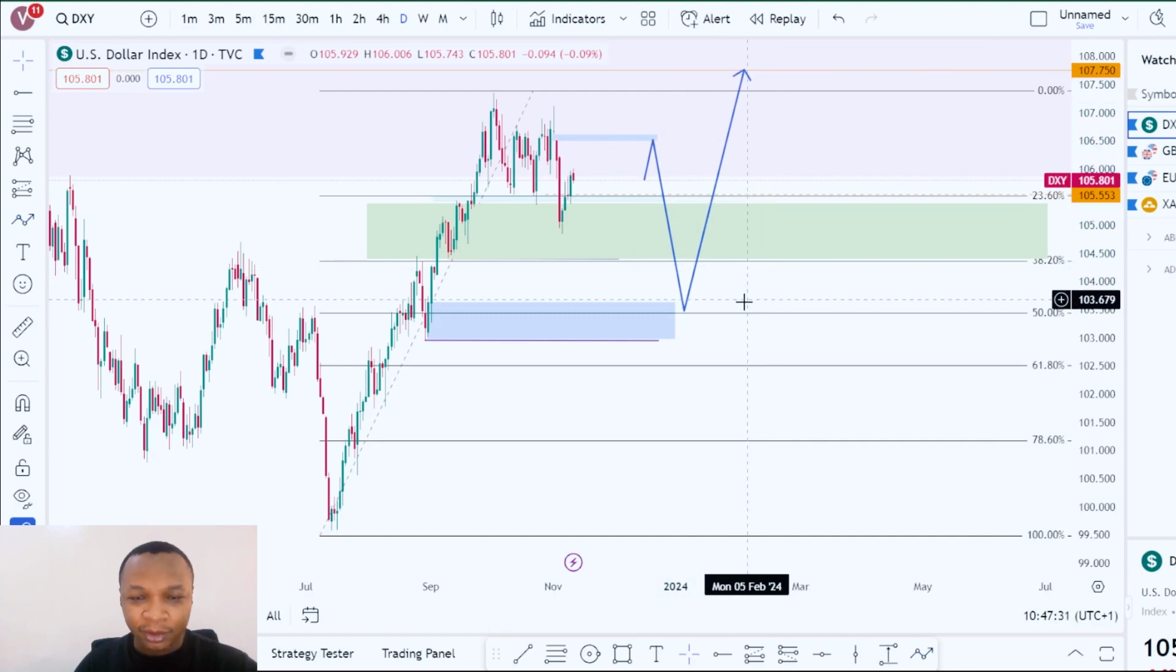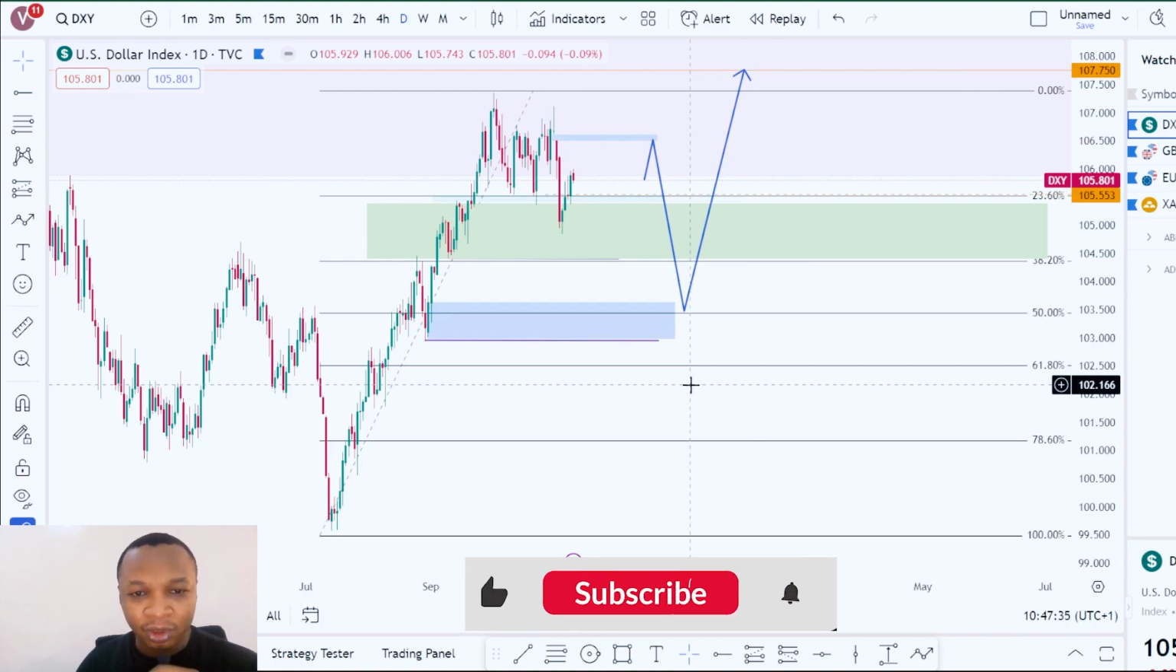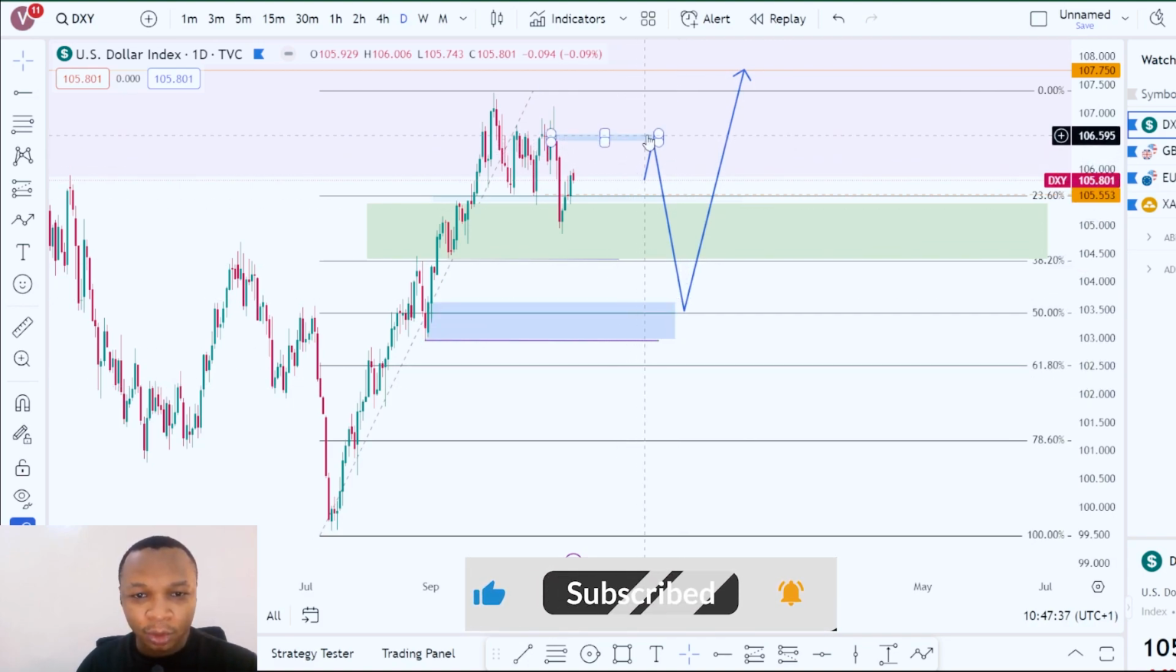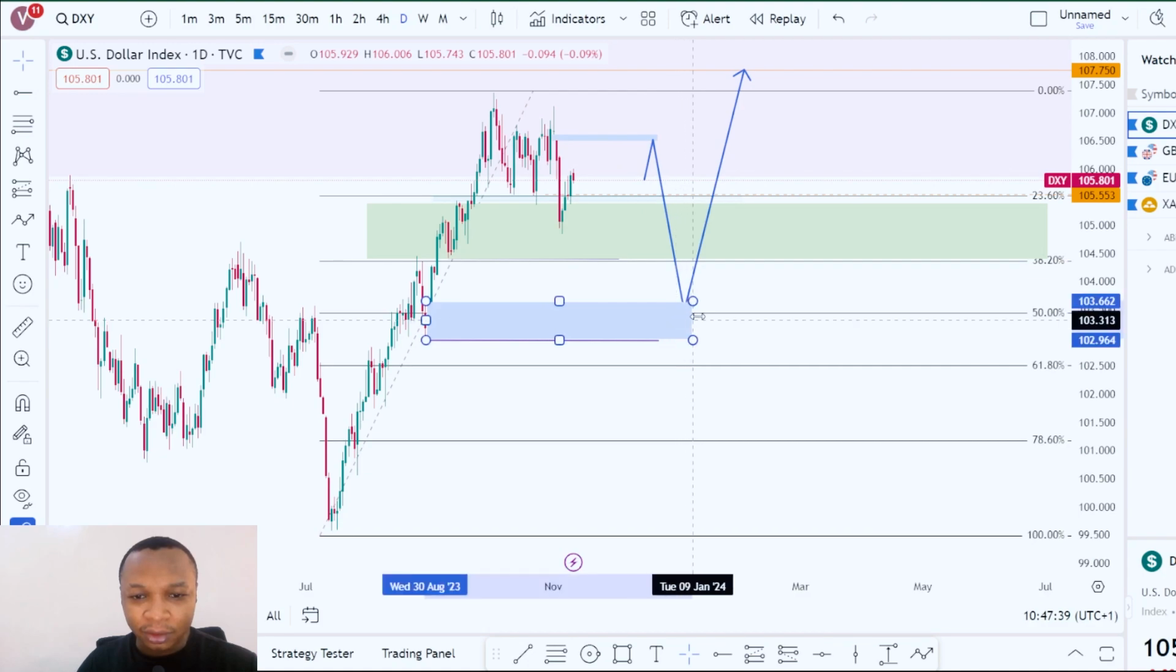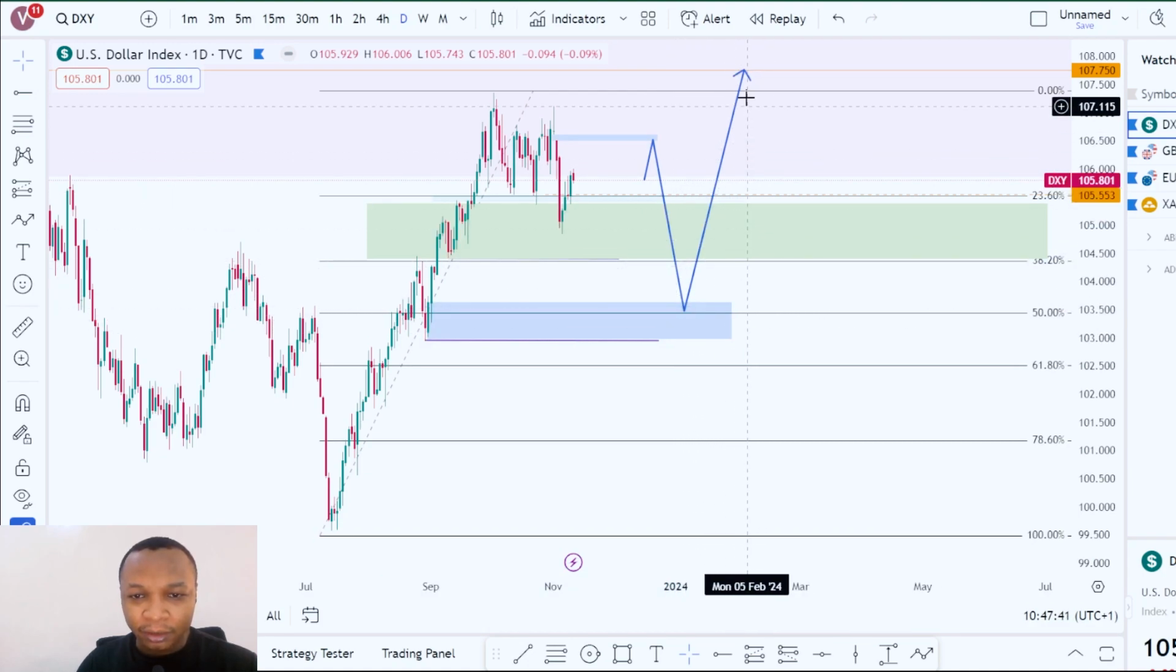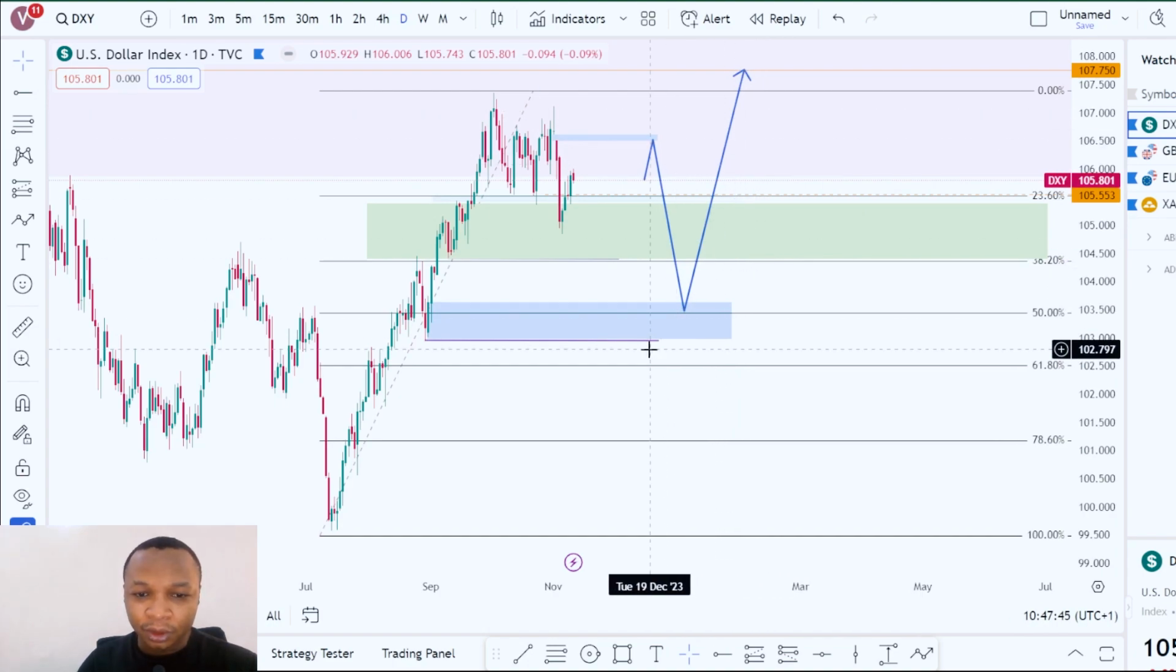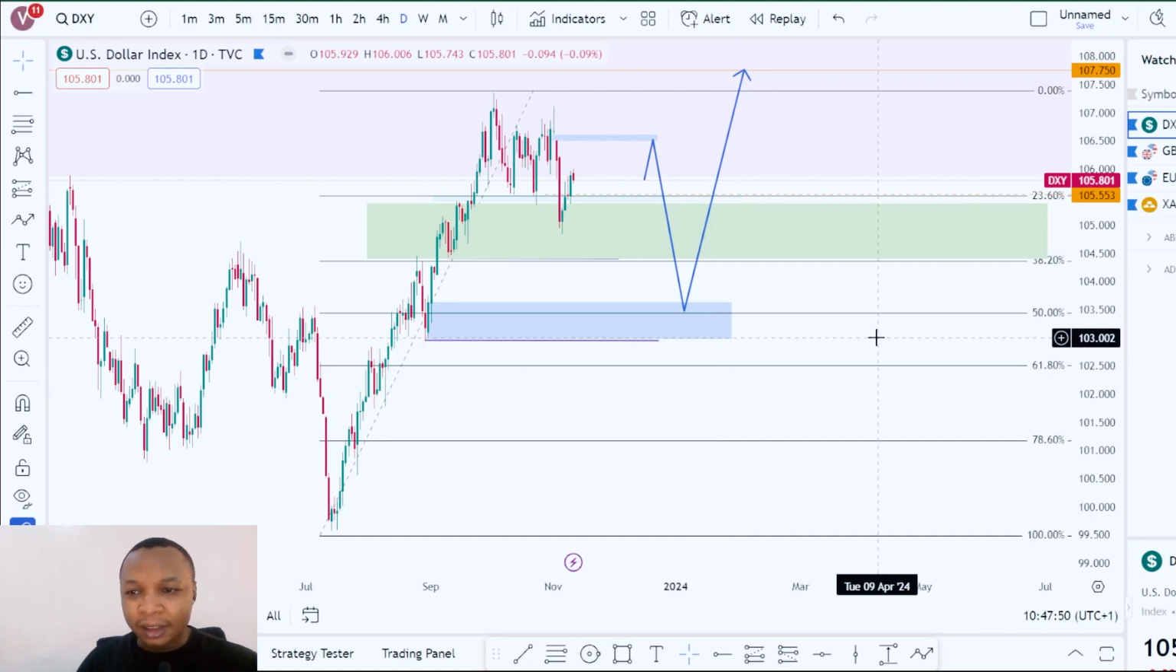So this is my anticipation for the dollar index going into the next few weeks. Okay, trade all the way up here, trade back down to this fair value gap, and then another block, then trade all the way up. So this is what I anticipate to see from the dollar index going into next week. With this alone, you're already good to go.